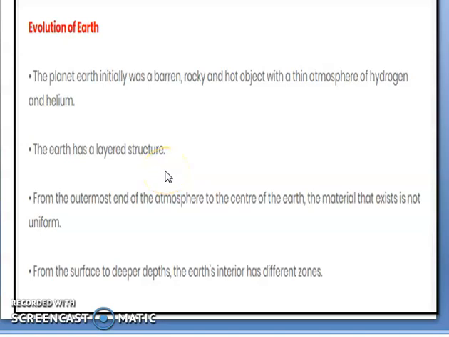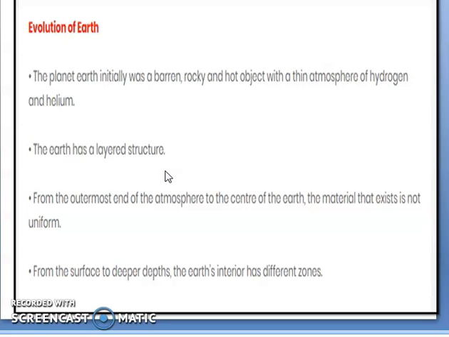So today we are going to discuss the evolution of the Earth. How the Earth evolved, actually. We already know that the planet Earth, initially, was a rocky area, a barren and hot object. We already know that.